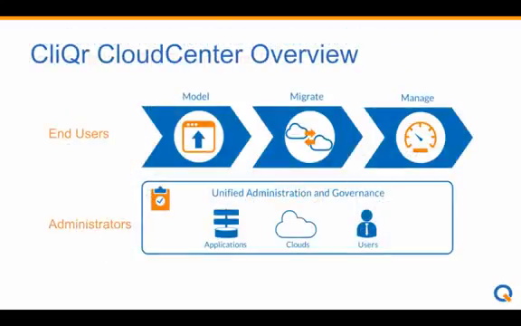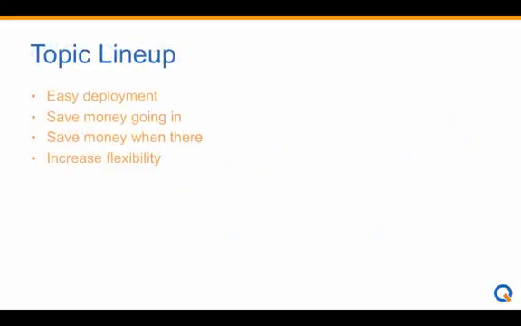With Clicker, users can model their applications once, migrate to any cloud, and then manage that application through its lifecycle. At the same time, administrators gain visibility and governance control across the boundaries of applications, clouds, and users. In this video, I'll show you how users can model, migrate, and manage applications deployed onto Amazon Web Services, also known as AWS. I'll also highlight some of the governance features that give IT powerful visibility and control.